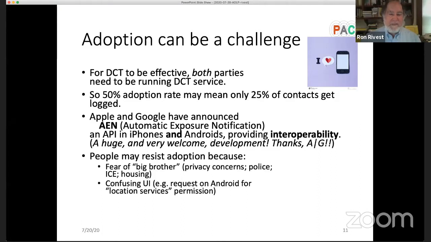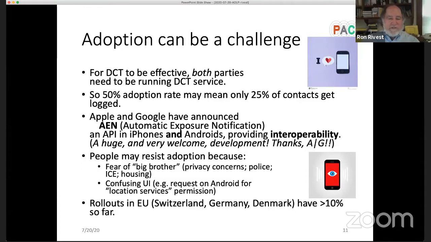Nonetheless, people may resist adoption of the apps because they fear Big Brother. They may have concerns about privacy. They may misperceive what the privacy properties are of the app. They may be concerned about the police somehow making use of this information, or ICE, or the housing authorities. They've got too many people living in the house, etc. They may have a confusing UI. For example, at least one of the early versions of the Android app allows for location services permission, which sounds like it's using GPS, even though it's not. So there may be resistance to that.